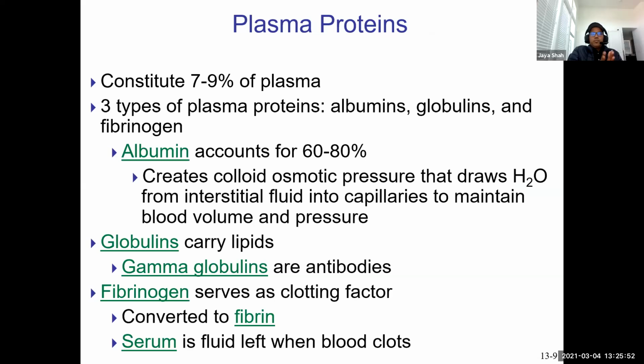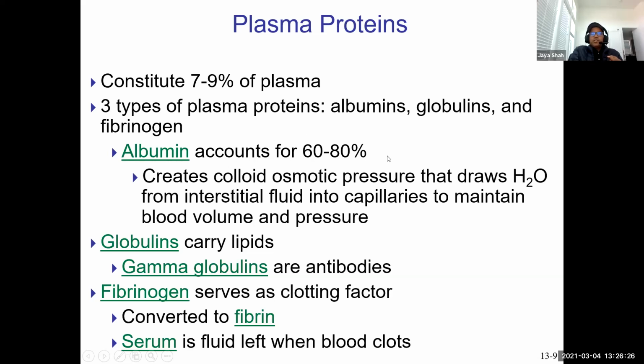Let's talk about plasma protein. Plasma protein is 7 to 9% of plasma, and the rest is the solid portion of the blood. Apart from the blood cells, the rest is the electrolytes, which is around 1%. So plasma protein is important because it maintains osmotic pressure of our blood. And there are three types of plasma protein: albumin, globulins, fibrinogen.